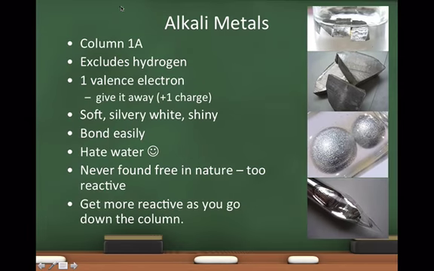Okay, the alkali metals are the first family we're going to talk about. They are in column 1A on the periodic table. It's everybody except hydrogen. Hydrogen's not included because hydrogen's not a metal, although it acts like the alkali metals. All these guys have one valence electron, and it's a lot easier to give their one away than it is to gain 7 more. So if they give their one electron away, that means they have a +1 charge.